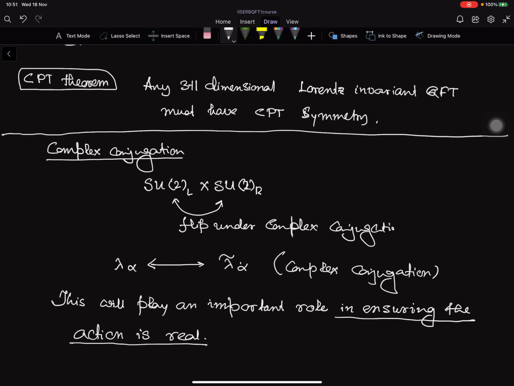The last thing will be the discussion of the sigma matrices. So let's discuss.